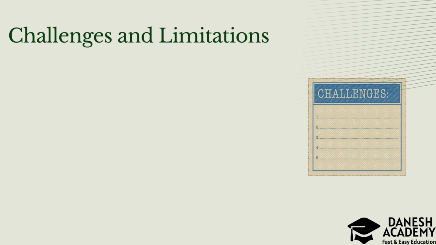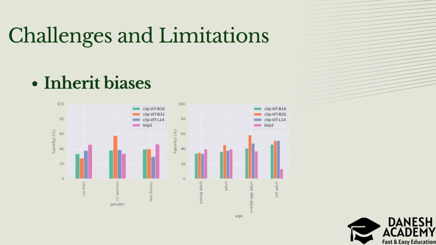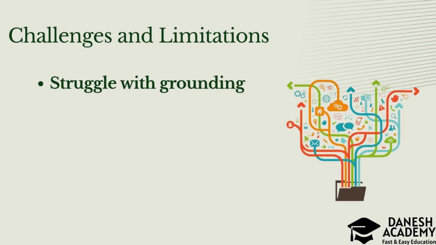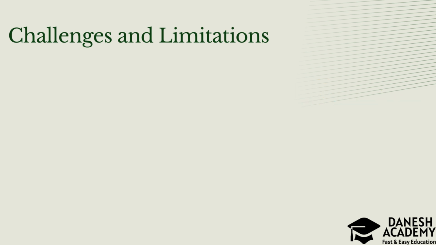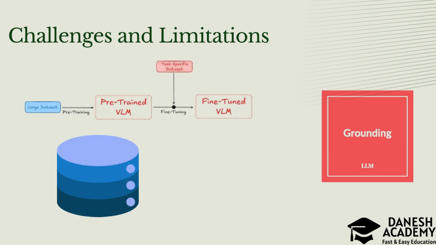But it's not all perfect. VLMs still face challenges. They can hallucinate, making up wrong answers. They may inherit biases from their training data, and they struggle with grounding, linking text to real objects. But with advances in grounding, fine-tuning, and better datasets, VLMs are improving fast.